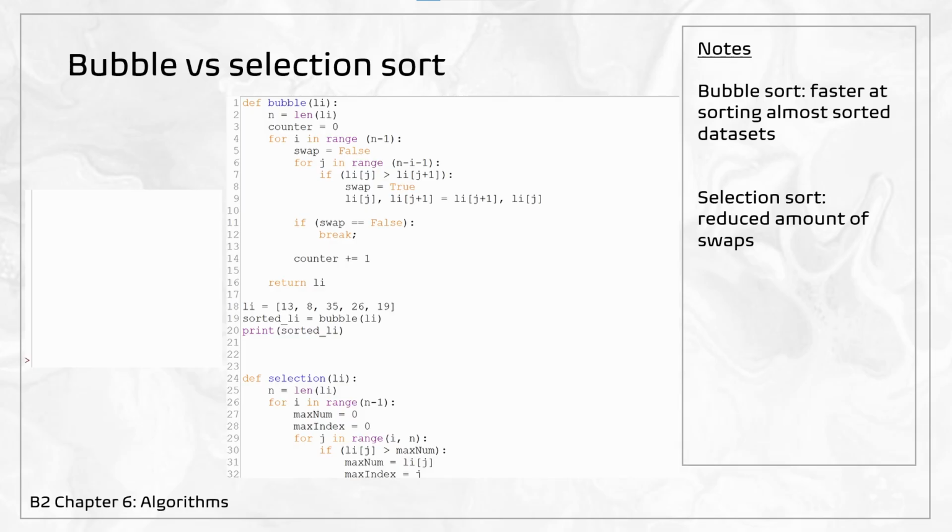Bubble sort is good at sorting almost sorted datasets. It can know preemptively when a dataset is sorted, thanks to the swap Boolean variable. Selection sort is good because of the reduced number of swaps in a very unsorted dataset.